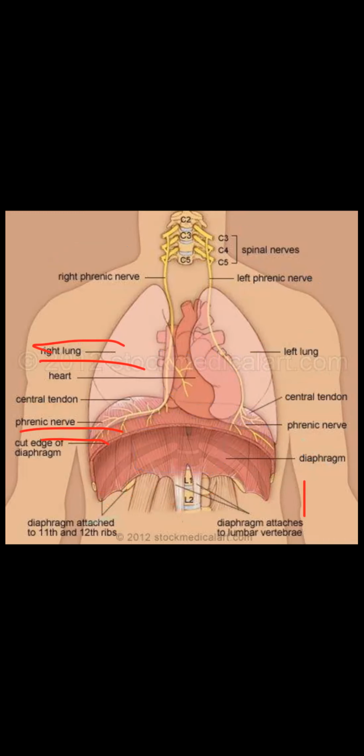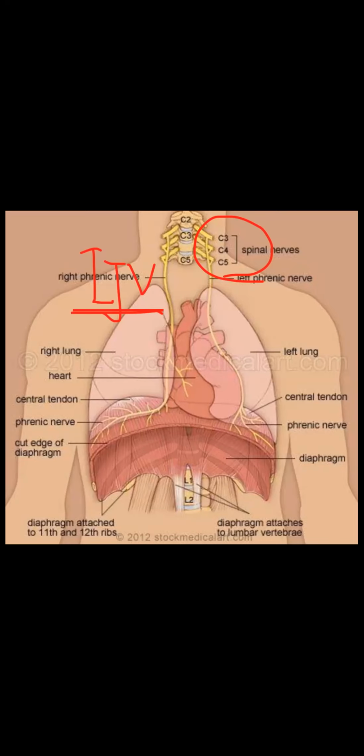Then let's go back to the phrenic nerve, which arises from C3, 4, 5, and it passes in relation to the internal jugular vein, across the anterior scalene muscle, just anterior to the anterior scalene muscle. Then you have a common relation of the phrenic nerve on the right side and on the left side.